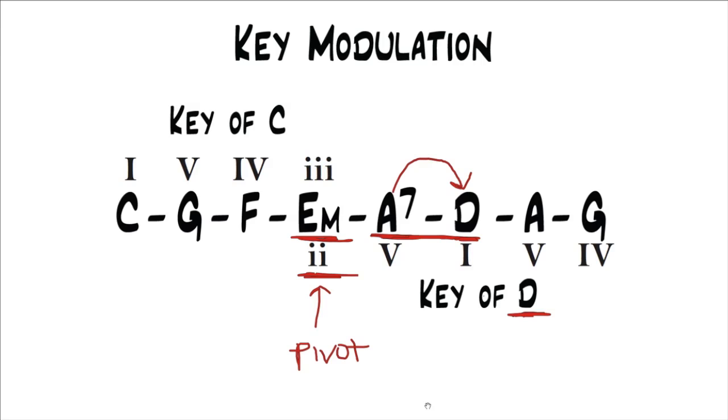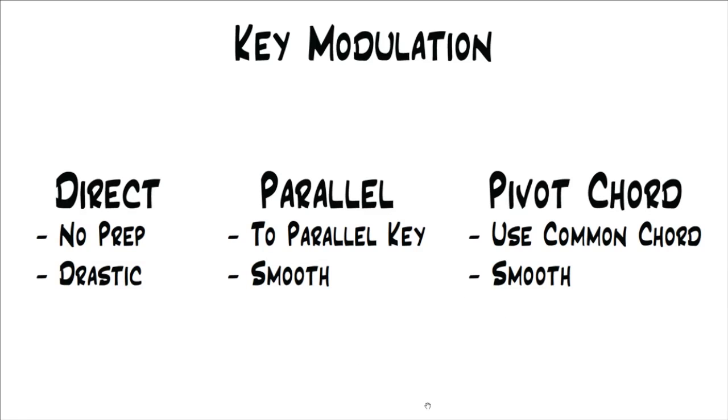So just to review, the easiest ways to modulate keys are with direct, which is drastic, there's no preparation, you just jump into a new key, but it can be used with good effect if you do it properly in the proper situation. Parallel, which is transitioning to the parallel key, which can be done really smoothly and sound really good. And pivot chord, which is using a common chord from both keys, and that can be really smooth as well.